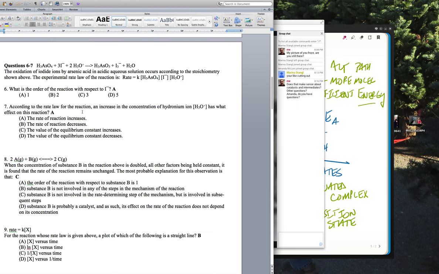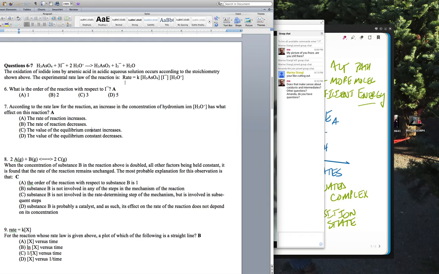According to the rate law for the reaction, an increase in the concentration of hydronium ion has what effect on this reaction? So we have the rate law up here, where each of them are first order, so we know they have an effect. If you increase the concentration of hydronium ion, the rate of the reaction increases, which makes sense. There is no equilibrium constant. They're tricking you there. Since there is no equilibrium constant, C and D are incorrect. And as far as B is concerned, the rate of reaction decreases. That's not possible.